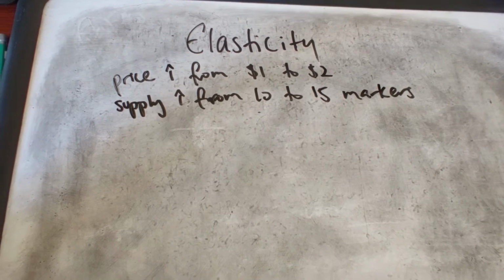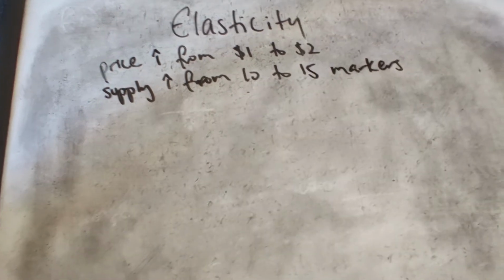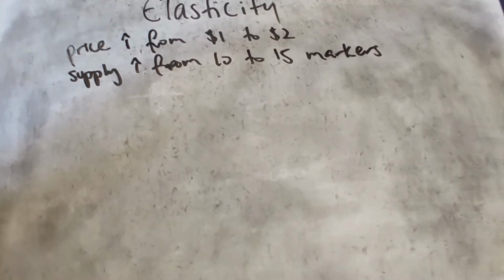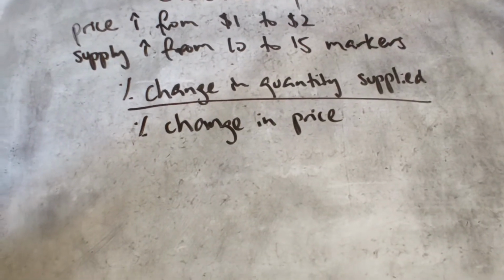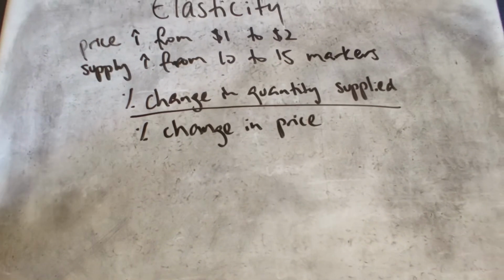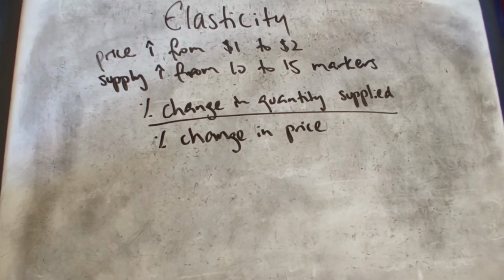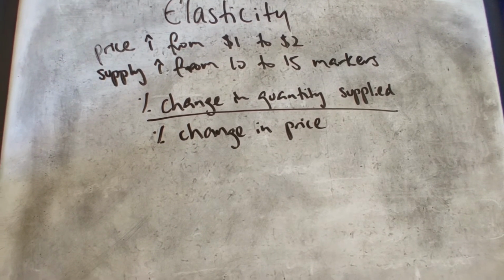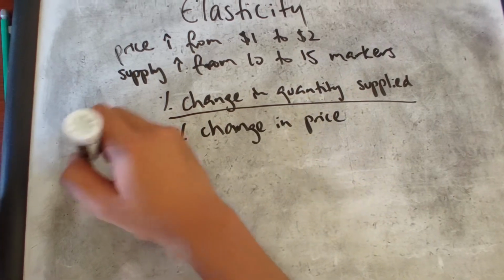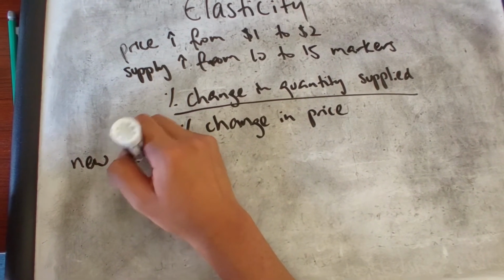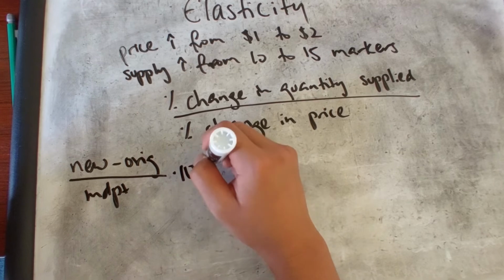What we're trying to find is the elasticity of these specific markers. So I'm going to write the formula out. Alright, so this is the formula, and we're using supply because the question has values for the supply schedule. We could start by finding the percent change in the quantity supplied first. If you remember the formula, it would be new minus original over the midpoint times 100%.